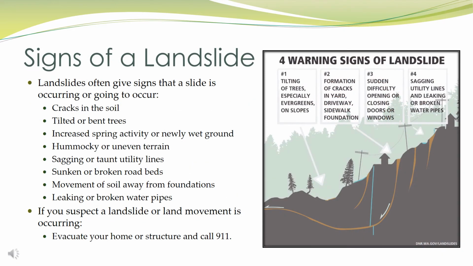So now that you know what a landslide is, how can you tell if a landslide is occurring? Landslides often give signs that a slide is occurring or going to occur by cracks in the soil, tilted or bent trees, increased spring activity or newly wet ground, hummocky or uneven terrain, sagging or taut utility lines, sunken or broken roadbeds, movement of soil away from foundations, or leaking or broken water pipes. If you suspect a landslide or land movement is occurring, evacuate your home or structure and call 911.